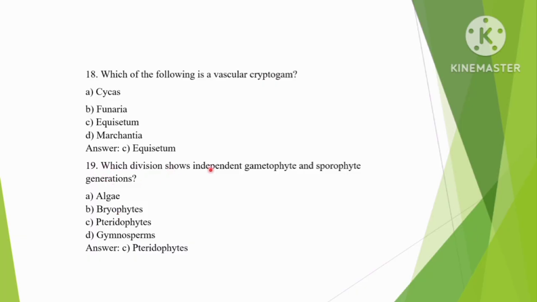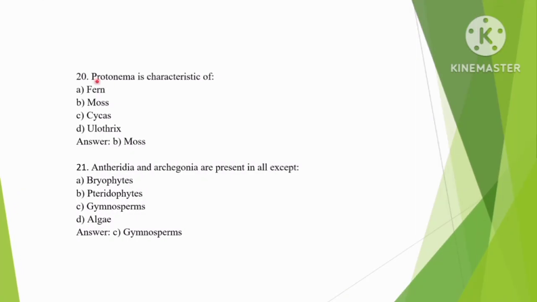Which division shows independent gametophyte and sporophyte generations? Option C, pteridophytes. In pteridophytes, both the gametophyte and sporophyte are free-living and autotrophic. Protonema is characteristic of moss. So it is a filamentous early stage in moss gametophyte development. It's analogous to a germinating spore.